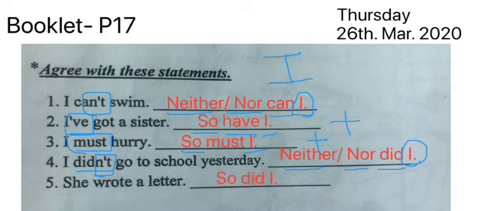The last one, she wrote a letter. Here we don't have any auxiliary verb. First of all, it's a positive statement. That's why we started with so. Then we are going to use one of the family of verbs to do: do, does, or did. If it's present, we're going to use do or does. But because it's past tense, we knew from the tense of the verb wrote, we're going to use the simple past of do, which is did. So did I.